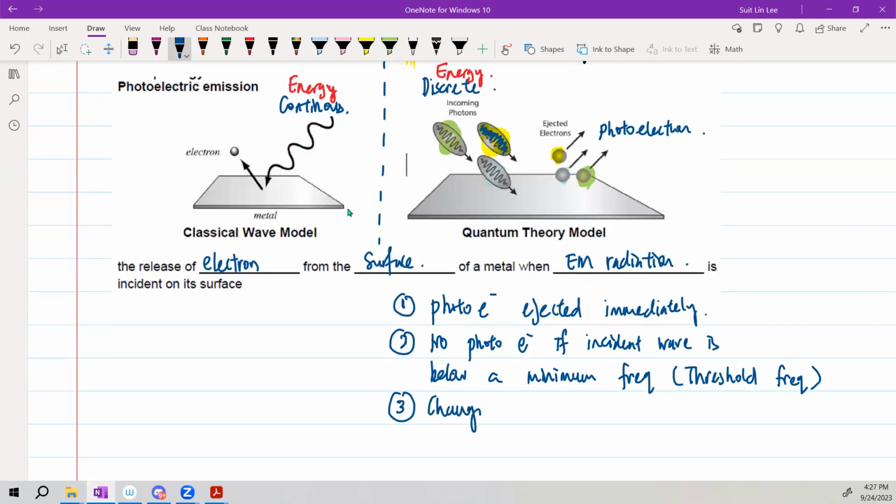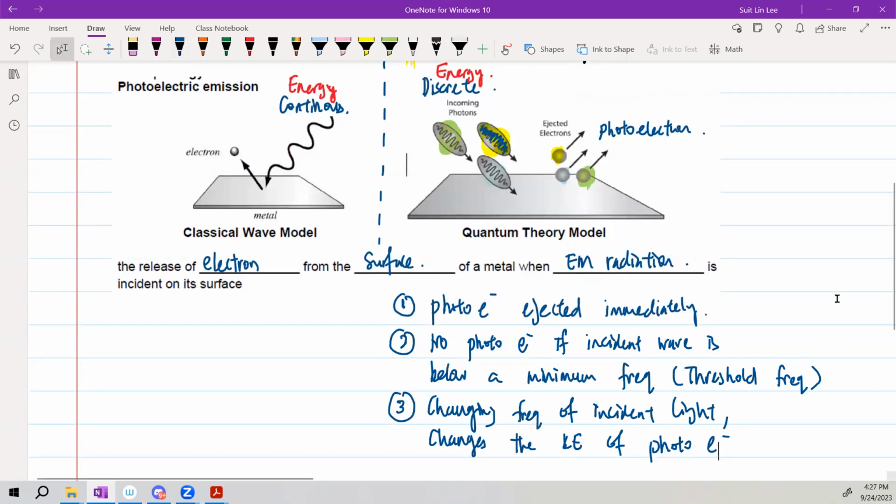So changing the frequency of incident light or incident wave changes the kinetic energy of the photoelectron.